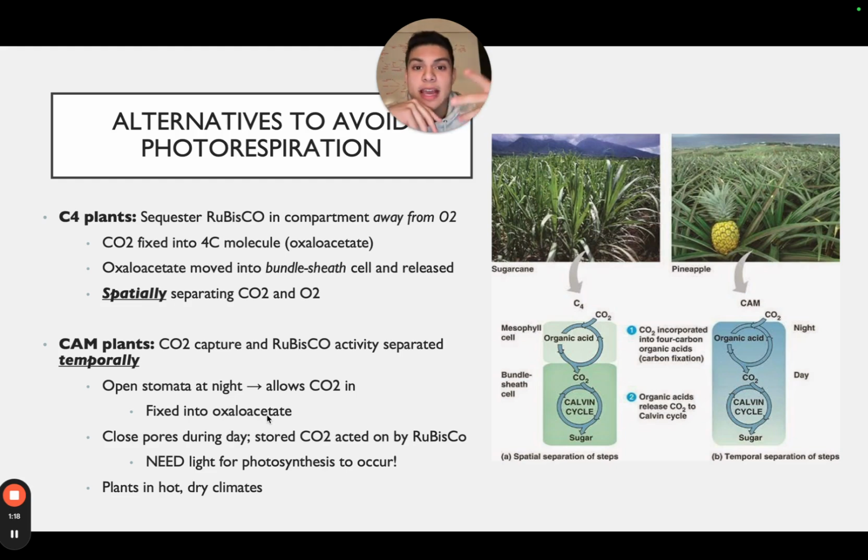And during the day, the oxaloacetate will basically release the stored CO2, and the CO2 will be used in rubisco to undergo the Calvin cycle. And we need light for photosynthesis to occur. So that's exactly why we store it in oxaloacetate first at night, and then we utilize it during the day, because we now have the light to power it through. And again, these plants are in hot, dry climates. Same thing with C4 plants.